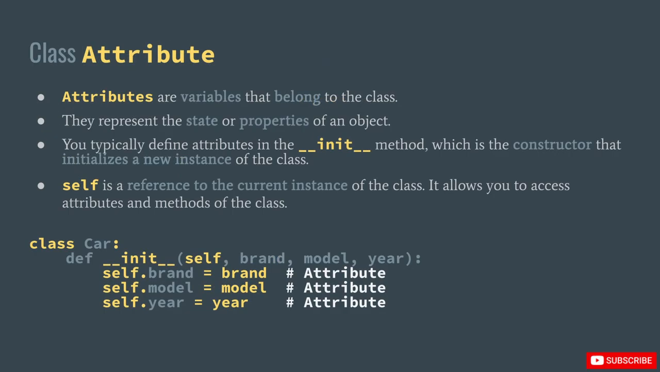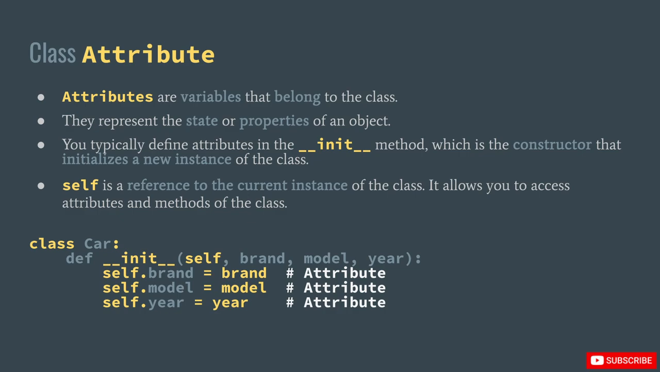Class attributes are variables that belong to the class and represent the state or properties of an object. In Python, we typically define attributes within the init method, which is a special method known as the constructor. This method initializes a new instance of the class, setting up any attributes needed for the object.